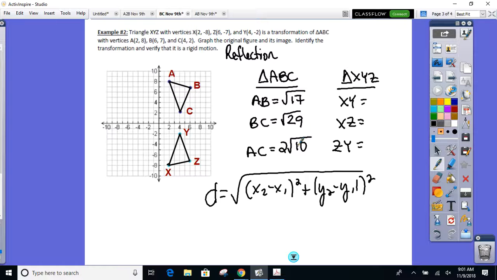XY. 2 radical 10. Oh, I got one pair congruent. Let's hope the other pair are. XZ. 7. Radical 17. Got another pair congruent. Perfect. And then how about ZY? Radical 29. Perfect.